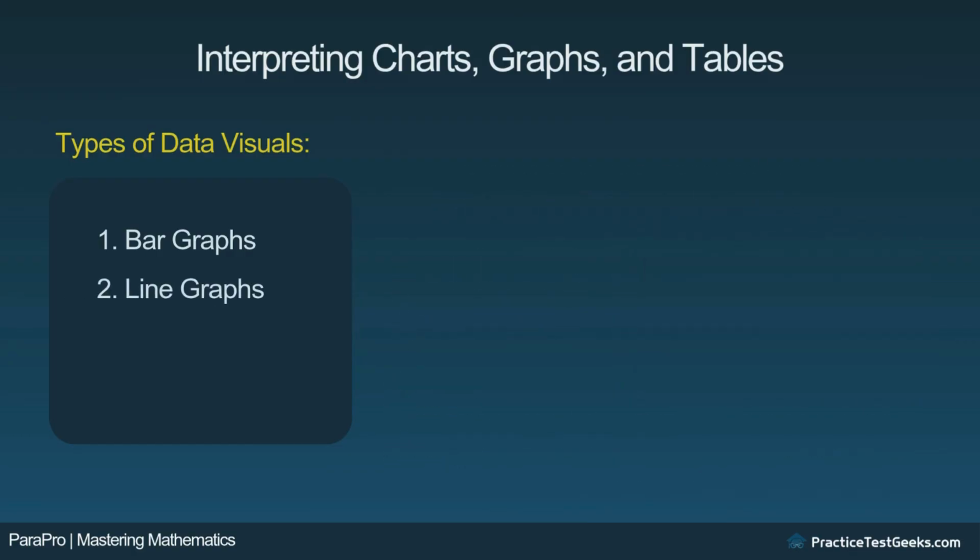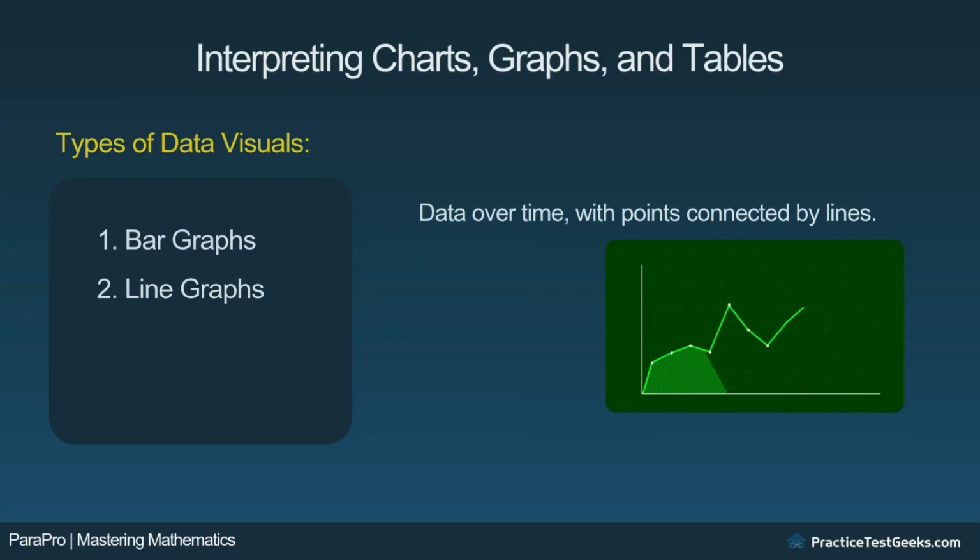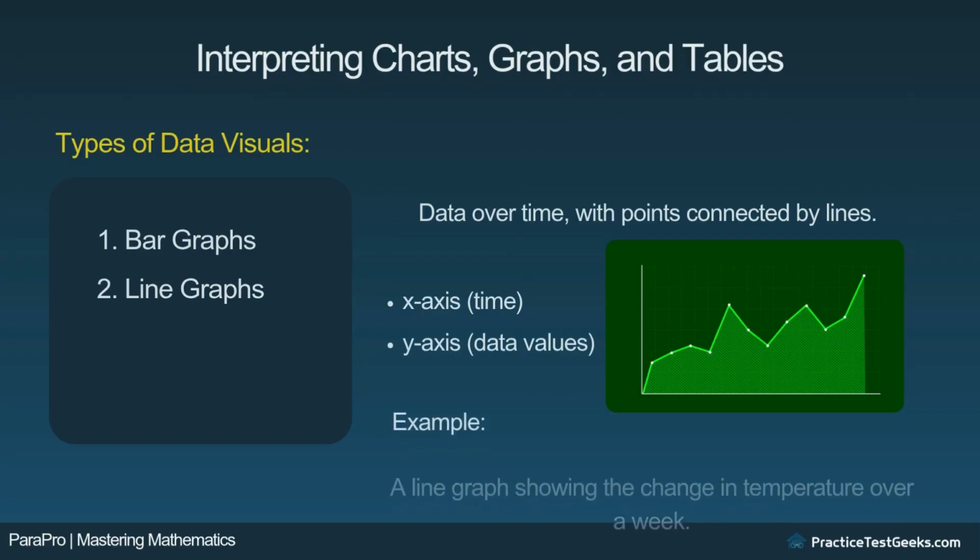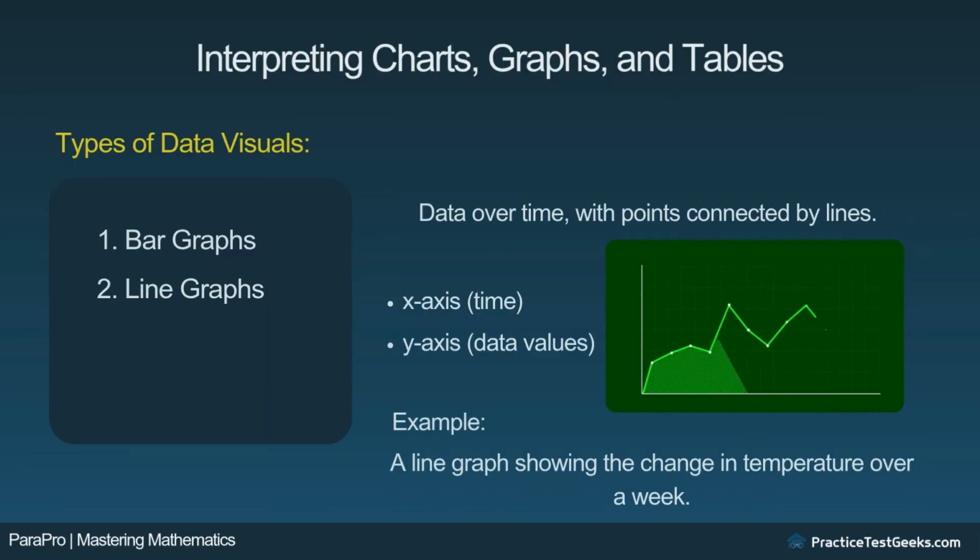2. Line graphs. Line graphs represent data over time, with points connected by lines. They show trends, such as increases or decreases. How to read: look for the trend indicated by the slope of the line. Identify the x-axis, time, and the y-axis, data values. Example: a line graph showing the change in temperature over a week.